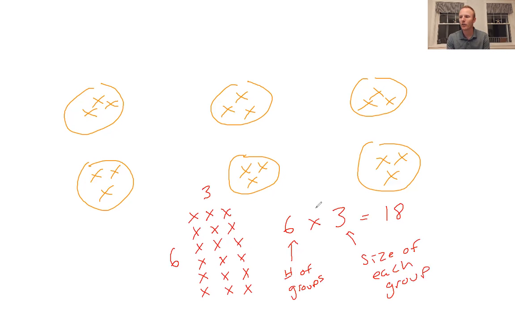And we call the 6 and the 3 factors. I'll change colors one more time. Here we go. We call the 6 and the 3 factors. Again, factors being the number of groups and the size of groups in multiplication.